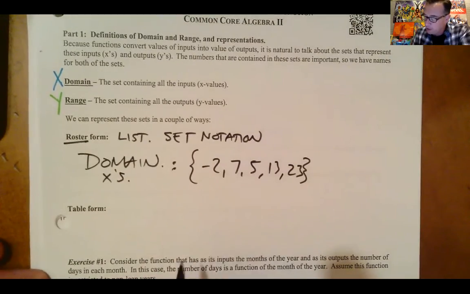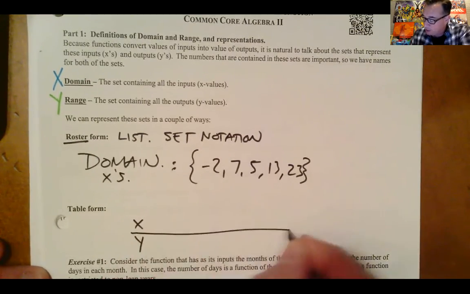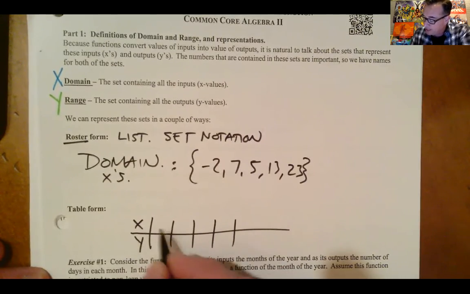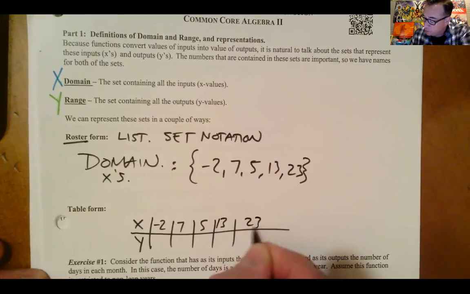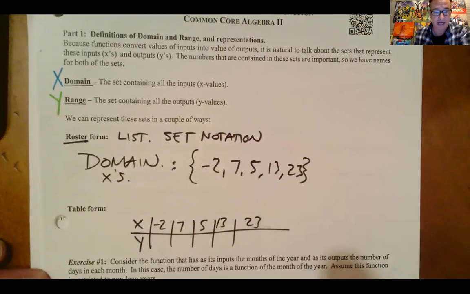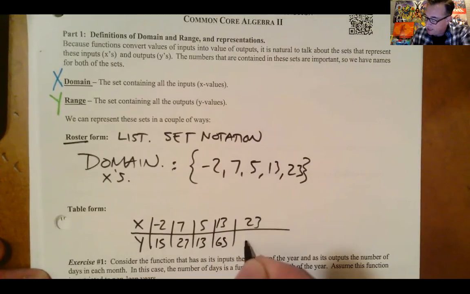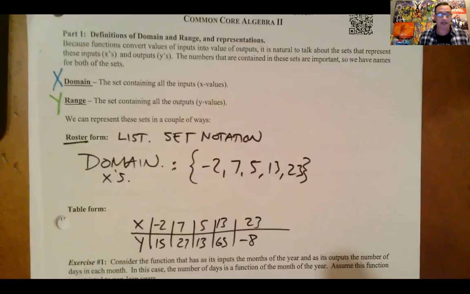And so normally what we're going to be doing is making something that's going to look like this, where we'll have an x, we'll have a y, we'll make a table on this side, and we can have it look like this, where my x's will be, let's say, -2, 7, 5, 13, and 23, like I have from this one. So that's my domain. And I could have my y values be 15, 27, 13, 65, and -8. Where do those numbers come from? My head. I just listed them.